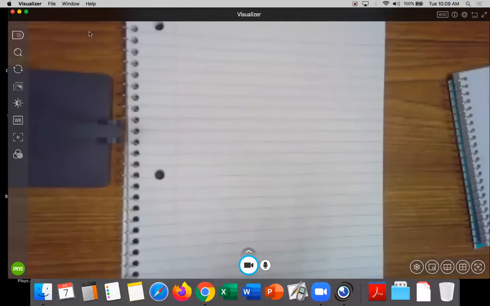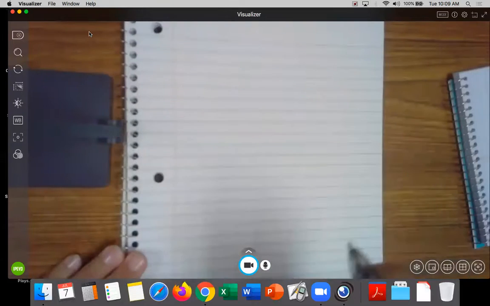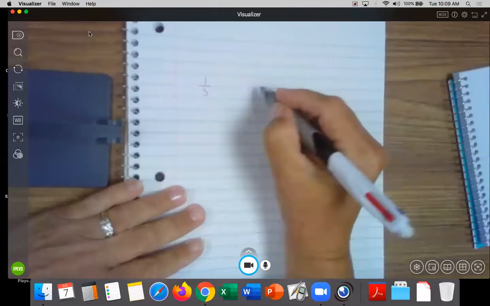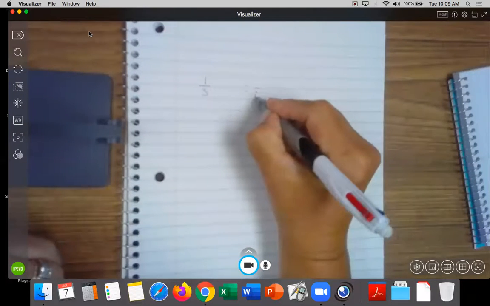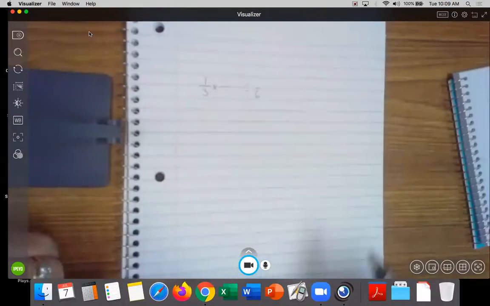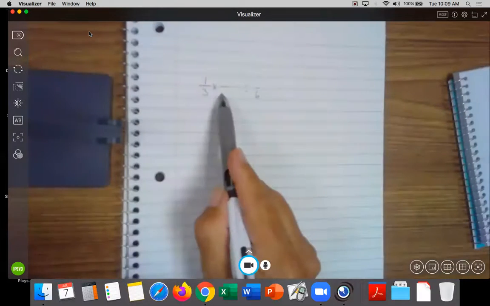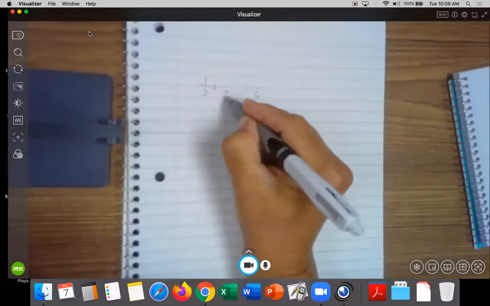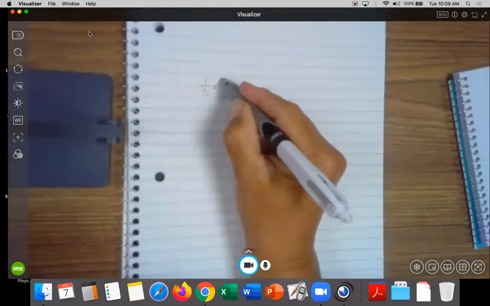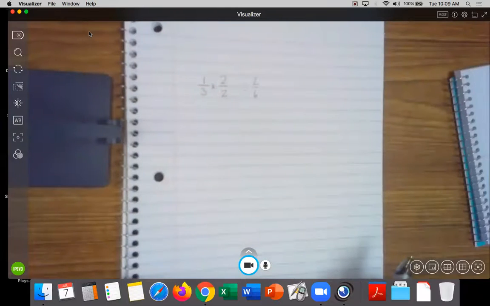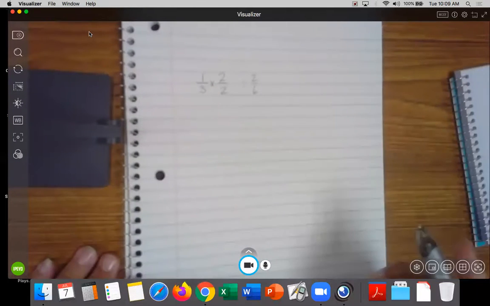So I want to make an equivalent fraction. I want 1/3, and I want to make it with the denominator 6. How am I going to do that? I'm going to think, 3 times what gives me 6? 2. So if I multiply the denominator by 2, I must multiply the numerator by 2, and that gives me 2/6. Those are equivalent. Whatever you do to the bottom, you have to do to the top.